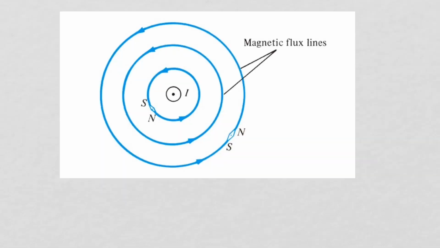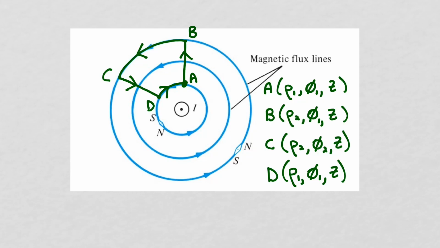Now we're going to look at the integral of H dot dl around a closed path that does not contain our current carrying wire. So let's look at this particular path where we go from A to B to C to D and back to A. And A will be at location rho 1, phi 1, z, B at location rho 2, phi 1, z, C at location rho 2, phi 2, z, and D at location rho 1, phi 2, z.